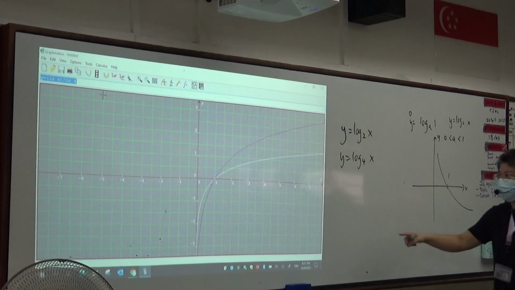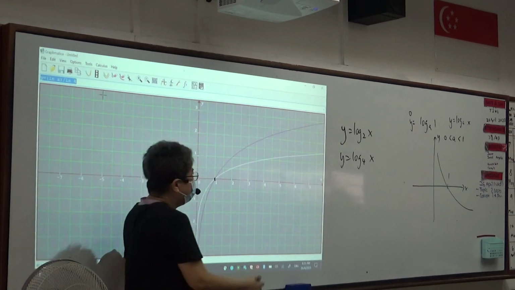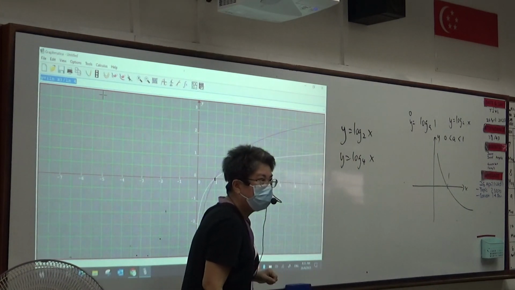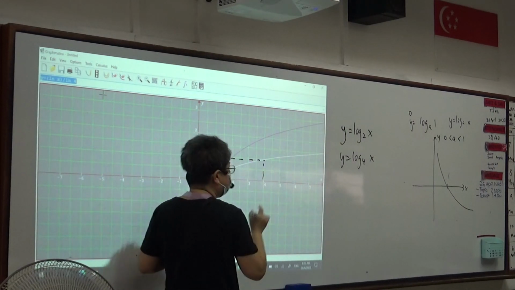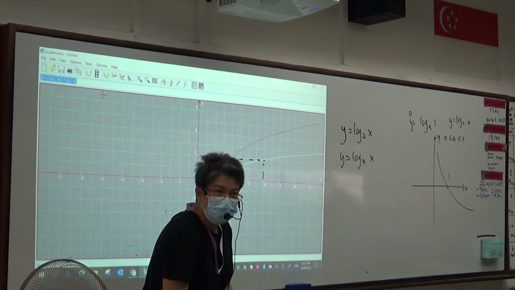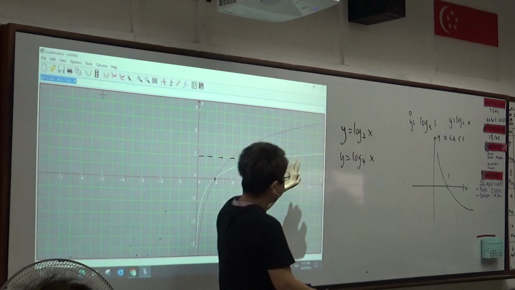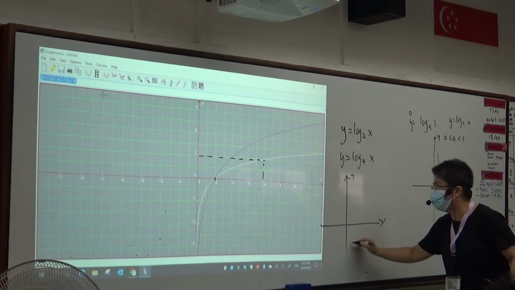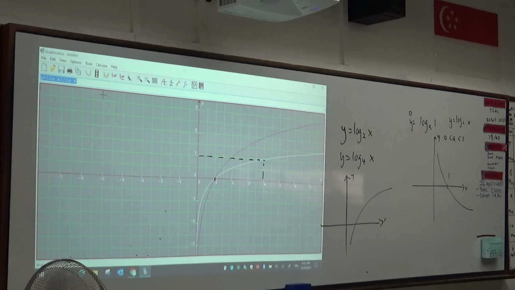Why is that so? But it still cuts at where? 1. But when x is 4, then it will be 1, right? Correct. Can you see 4, 1. That's why it's lower. You understand what I'm talking about? So can you see that when my a is bigger than 1, I will always get this shape. Everybody can? No problem. Okay, good.